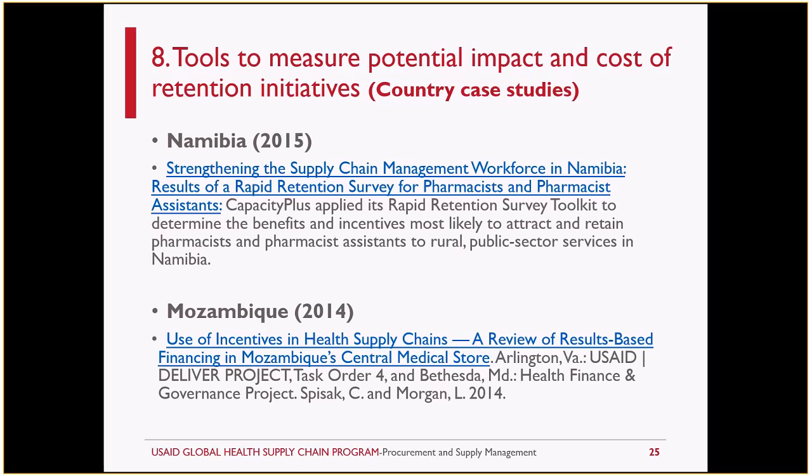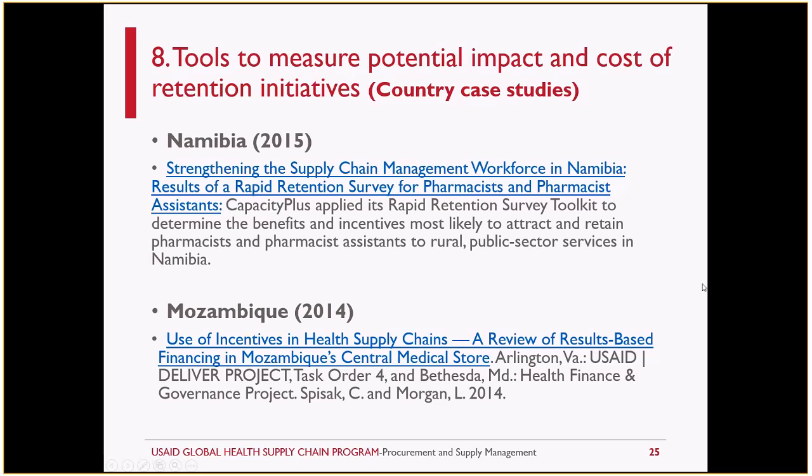The Namibia case study is where the rapid retention survey, which I spoke about on the previous slide, was applied to Namibia, particularly to pharmacists and pharmacy assistants, resulting in presenting the government with a range of interventions that would have the potential to improve their staff retention. This was in the context of high staff turnover rates because of a large range of higher paying jobs in the government, in the private sector. What was found is that investments in housing, in education, would be needed and would actually give a much larger retention than increasing wages by a large amount. Interesting study.